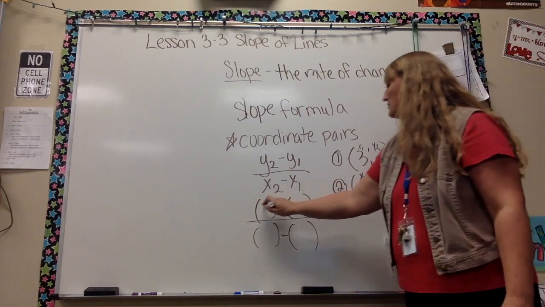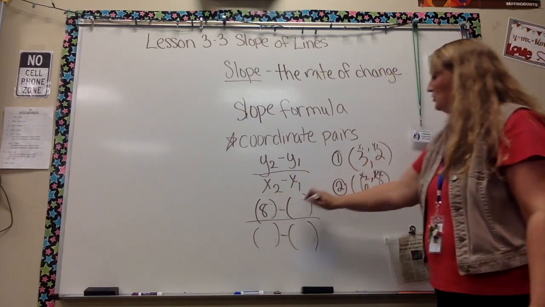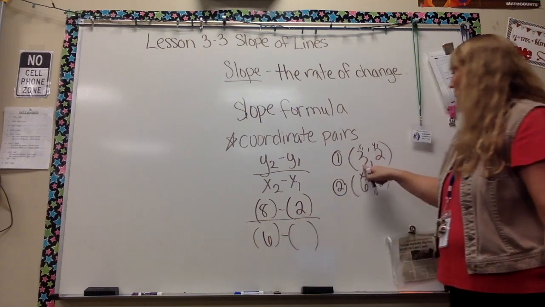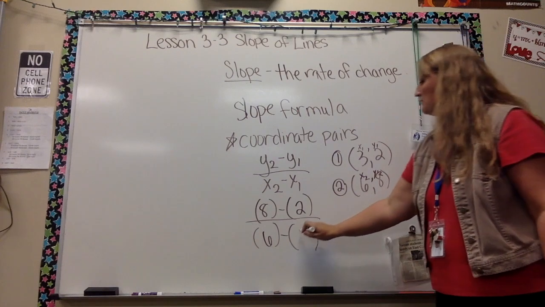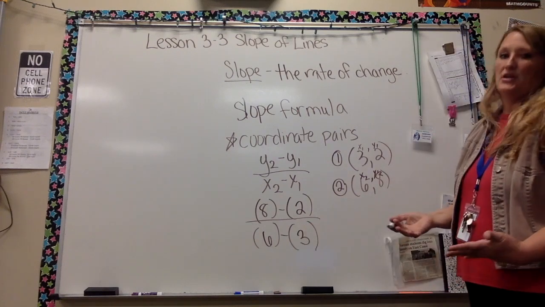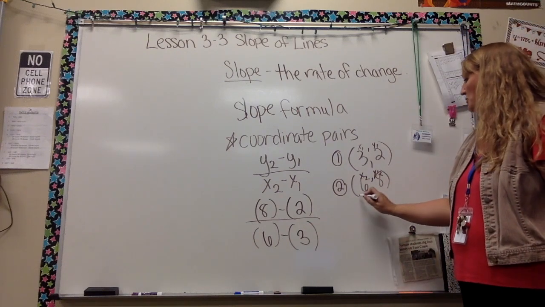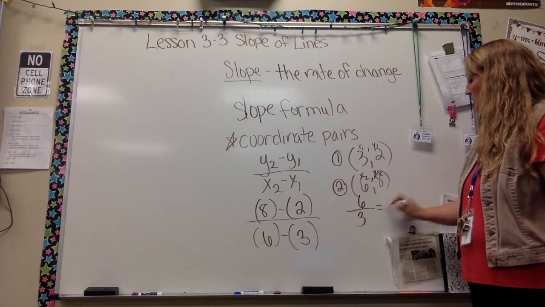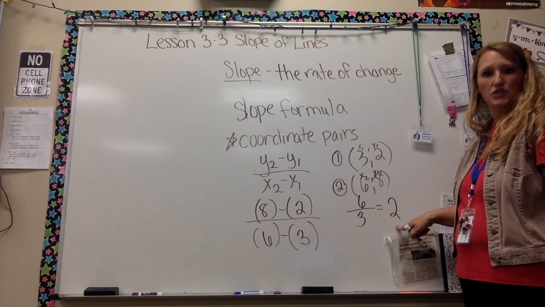So y2 is 8, and y1 is 2, x2 is 6, and x1 is 3. So now we just work it out. So we've got 8 minus 2, which is 6, and 6 minus 3, which is 3. So our slope here is a positive 2.